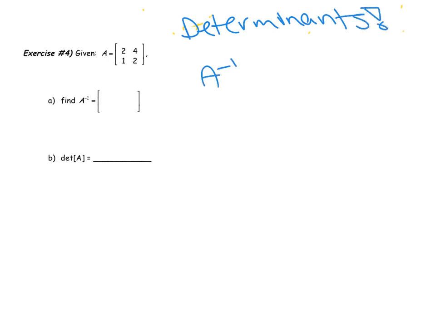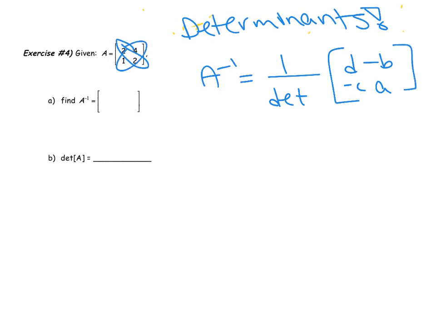All right, and then the last question we're going to take a look at is exercise 4. Again, we're going to find the inverse by using determinants. So first things first, A inverse is 1 over the determinant. We switch A and D and we negate B and C. So let's do it. We have 2 times 2 minus 4 times 1, which is just 0.